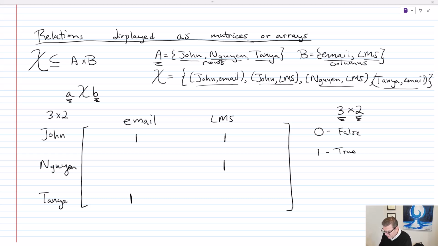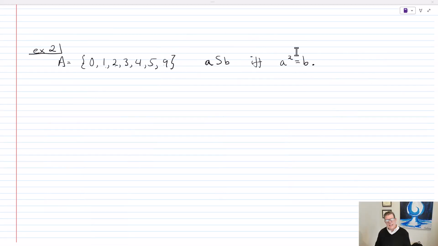Since Nguyen does not have access to email, that'll be a 0, that'll be a false. And since Tanya does not have access to the LMS, we're going to put a 0 there, which is going to be false. So our matrix that represents this particular relation, if we were to just show it as a simple matrix, will be 1, 1, 0, 1, 1, 0. And that's our matrix representation.